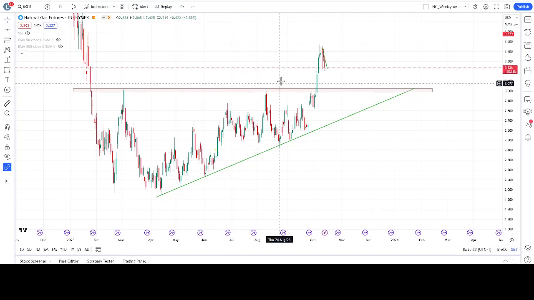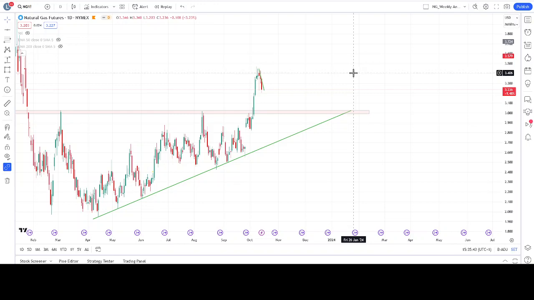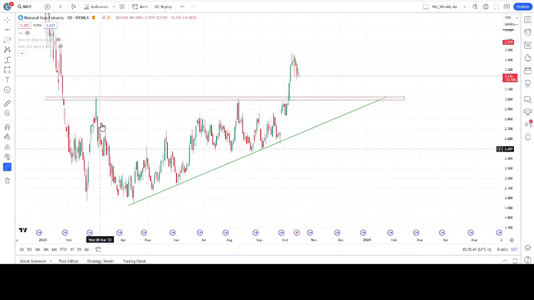Once it is retested and we see the bias showing strength, I'm expecting this to move towards $4 at least. That's the target price of this ascending triangle. Once again, a disclaimer: this is not a buy or a sell recommendation.